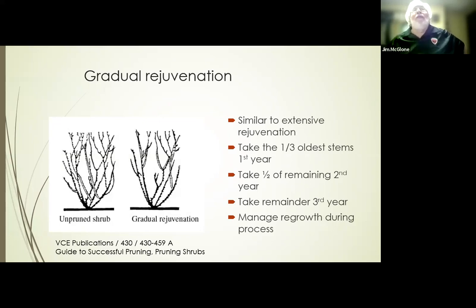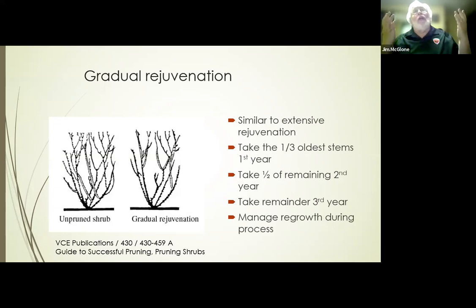If, on the other hand, you want to make sure you keep the shrub and you're not sure this will work, you can do gradual rejuvenation. So this is like that extensive rejuvenation, only you do it over a 3-year period. So the first year you take 1/3 of the stems, and again, you would take the older stems, the ones that are closer to reaching the end of their lives, and see what happens.